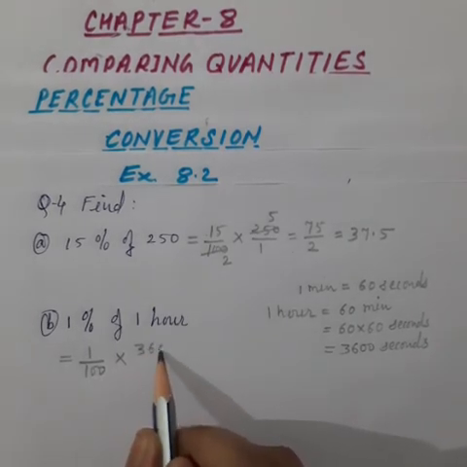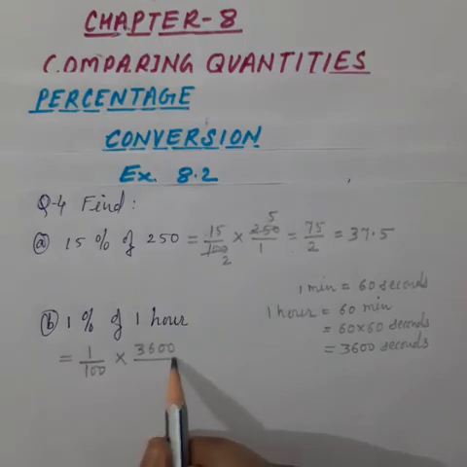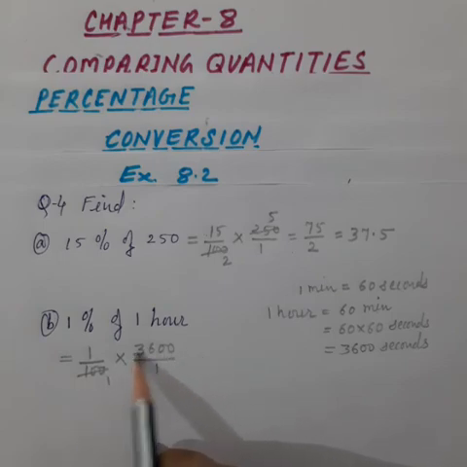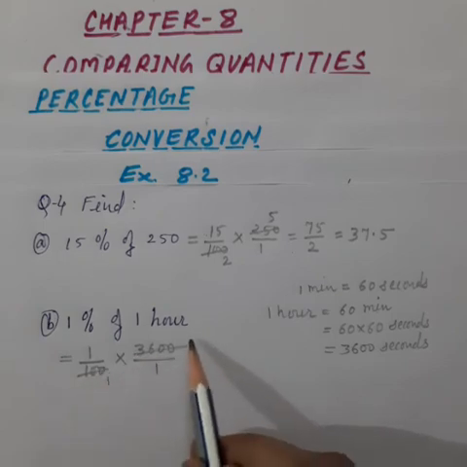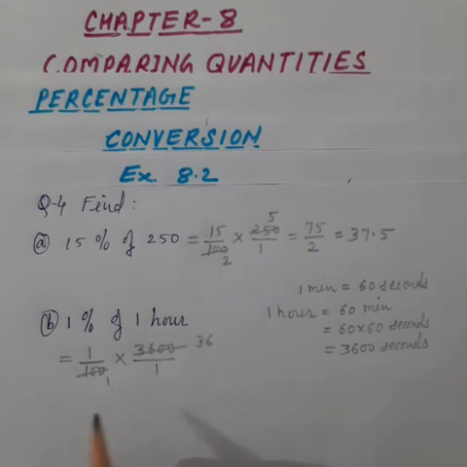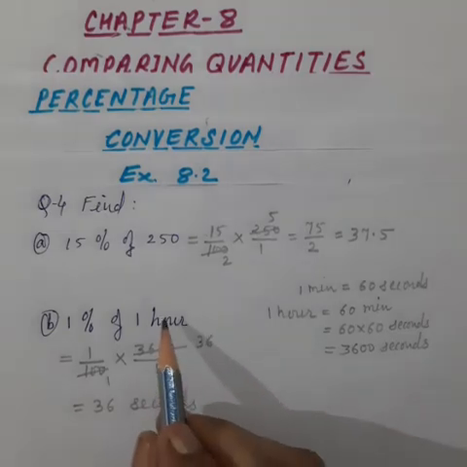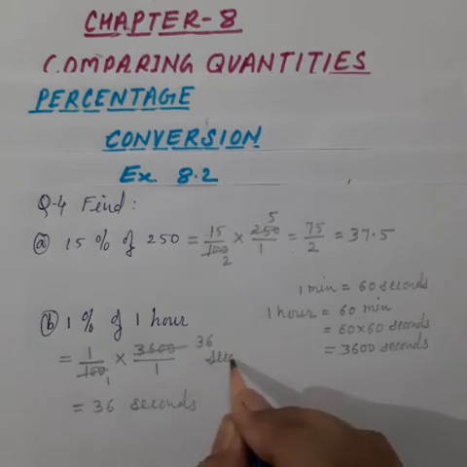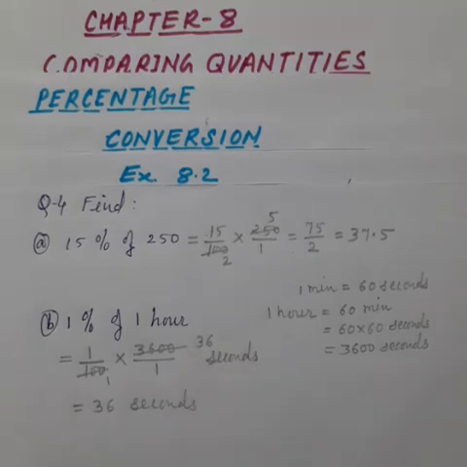So 3600 write in the numerator and denominator 1. Now see, this is 100 and 3600. 100 is a factor of 3600. So divide. 100 ones are 100, 36 are 3600. So we get here 36 seconds. Because here hour we have converted into seconds, here also we have to write seconds.